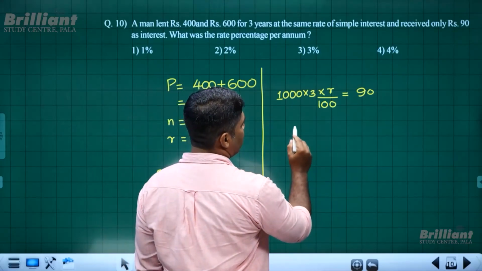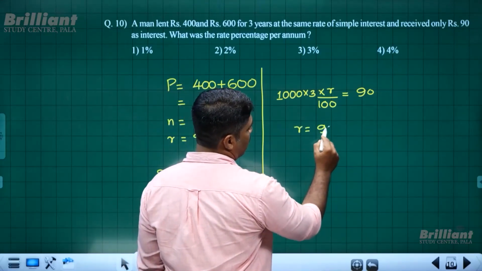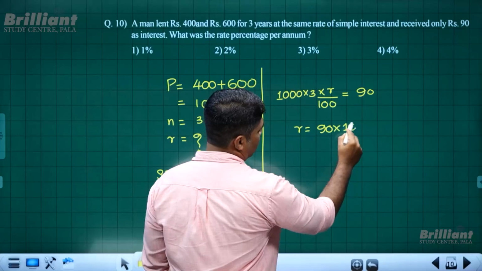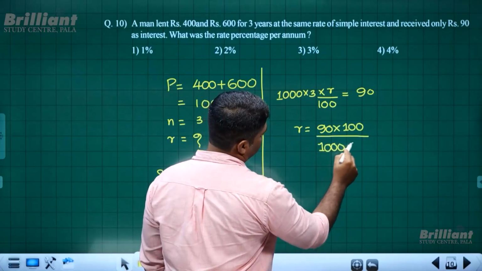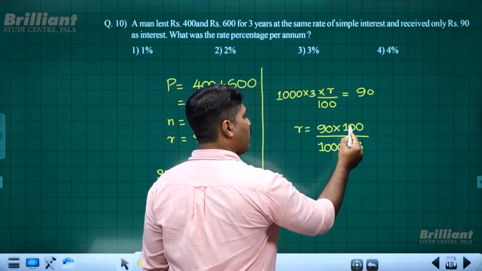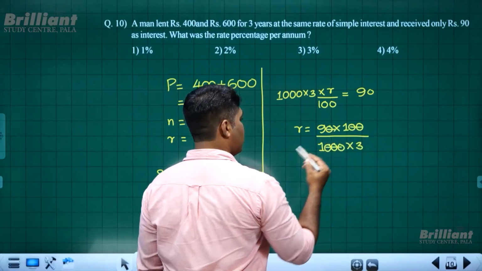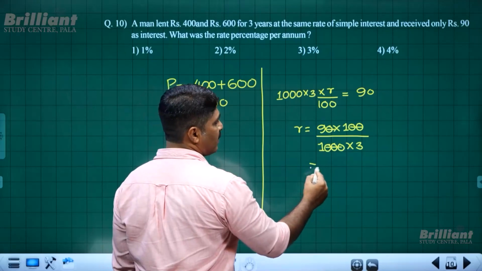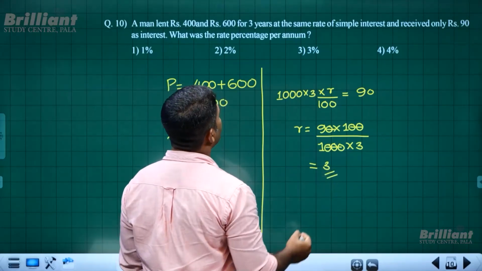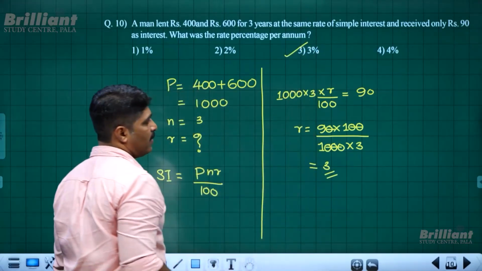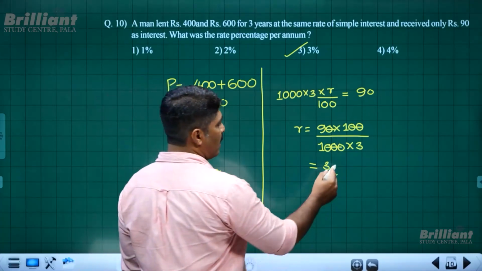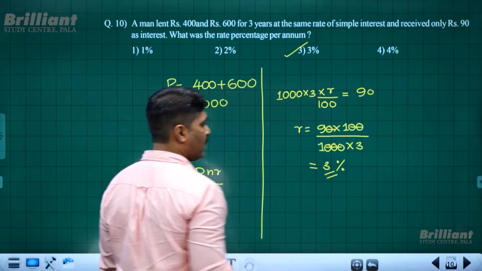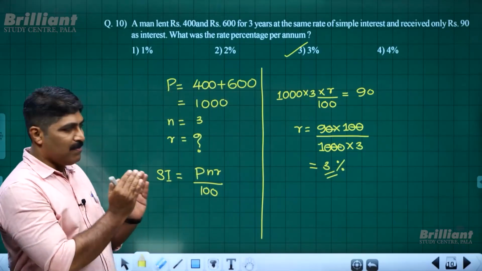So here we know that R equals 90 into 100 by 1000 into 3. We can cancel these 3 zeros. It becomes 9 by 3, so that is 3 itself. Therefore 3% per annum. So that is the rate of interest here. So R is 3%. Clear? That's a simple approaching style.